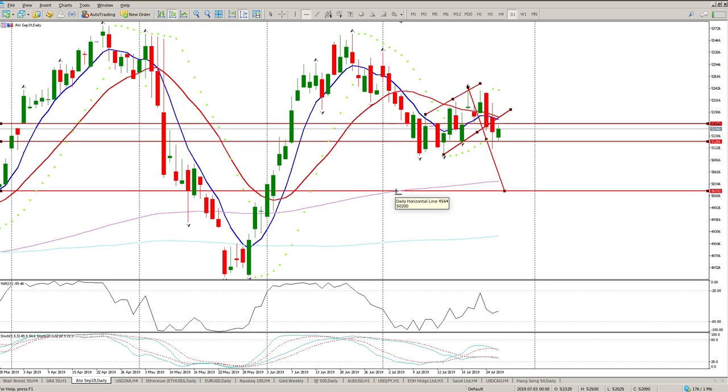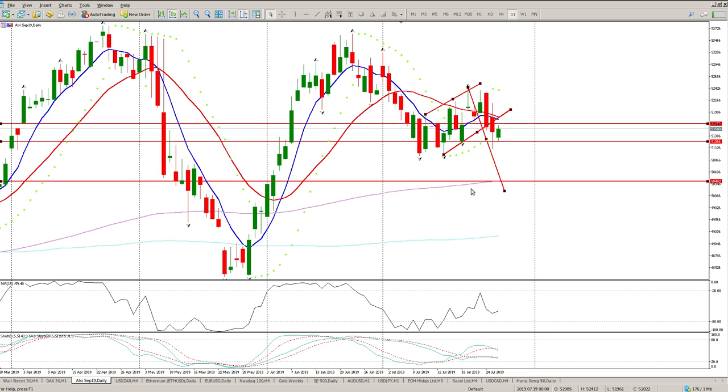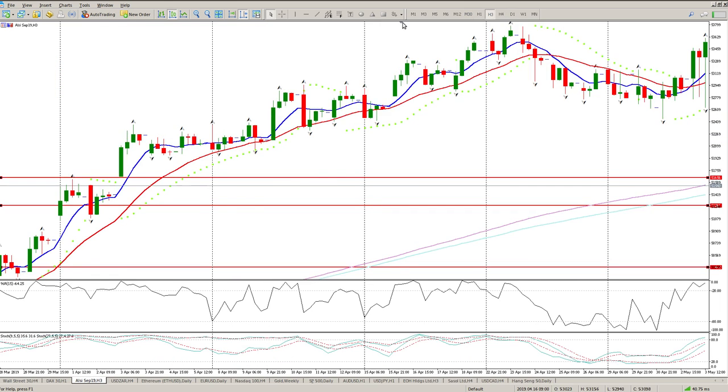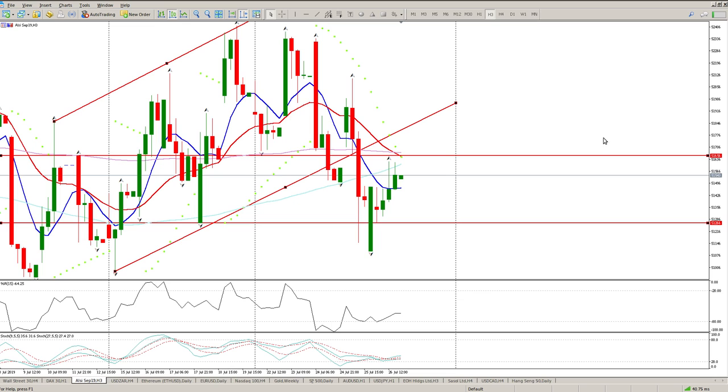Okay, and I'm just going to take that to the 200 daily EMA right over there. So I'm looking for 5400. There's a gap close and there's a 200 daily EMA. So that's kind of what I'm looking at the moment. Okay, let's just get to lower time frames where we can start looking at things.